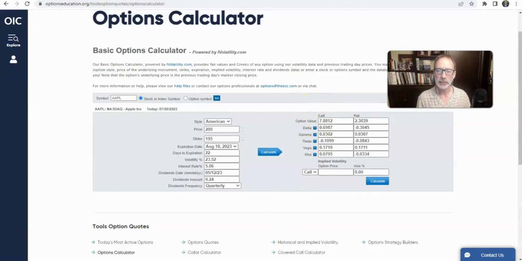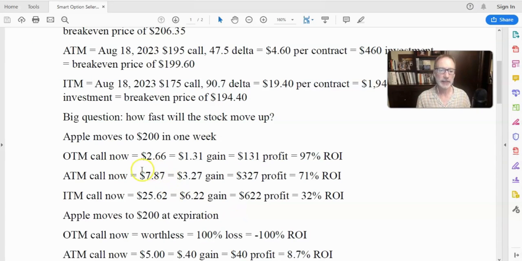We go back to our cheat sheet here. So that's where I got the $7.88, off by a penny here. So you're going to make a $3.27 gain, or $327 profit on the at-the-money call, which is a 71% return on investment.